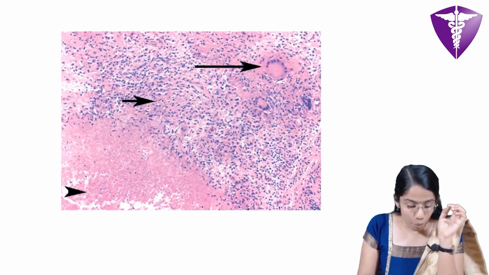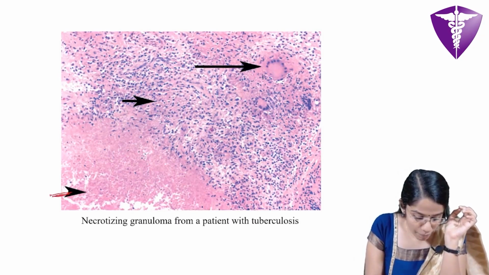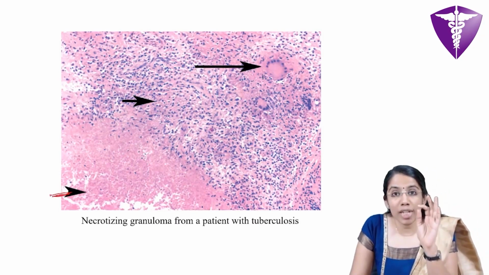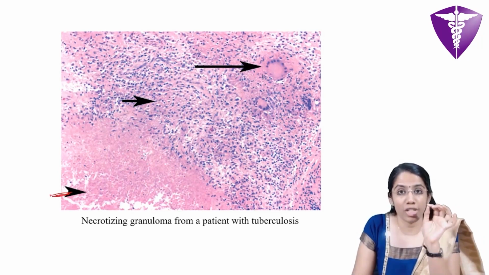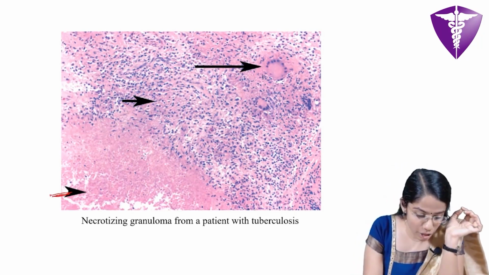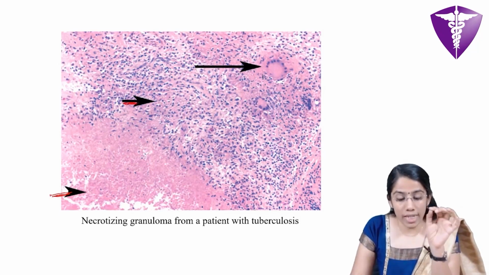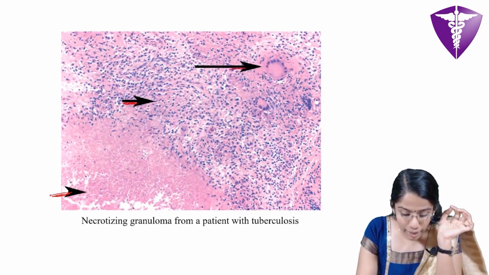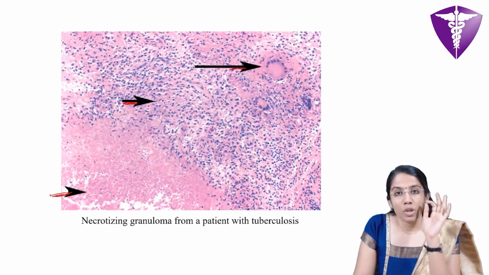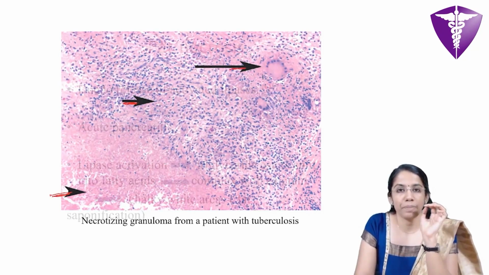This is the microscopic view. What you see is the structureless eosinophilic area of caseous necrosis, and adjacent to it you can see an area of epithelioid histiocytes, and here you can see multinucleate giant cells. So this is a classic case of TB lung showing caseous necrosis.